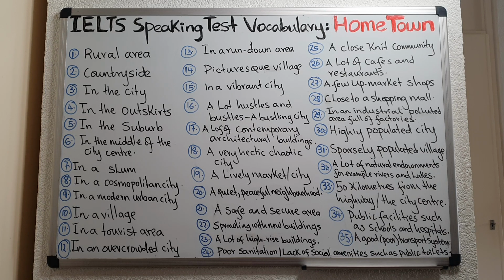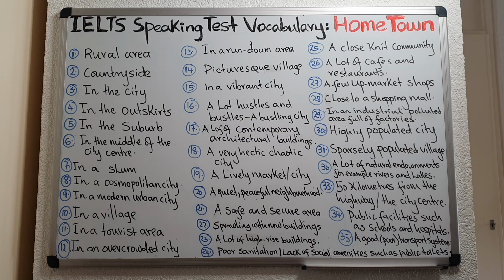So if the examiner asks you, can you tell me a little bit about your hometown? Then you could say, actually, I live in the countryside. I live in the countryside of my city. I live in the countryside, which is very far away from the capital city of my country. I live in the rural area. I grew up in the rural area. I grew up in the countryside, meaning away from the cities and the towns.